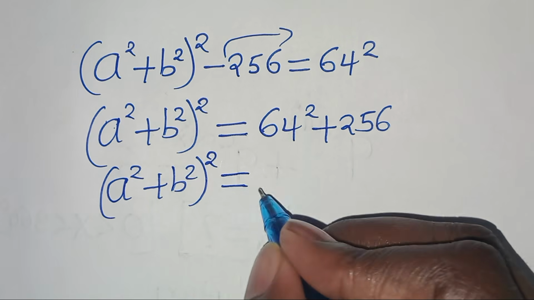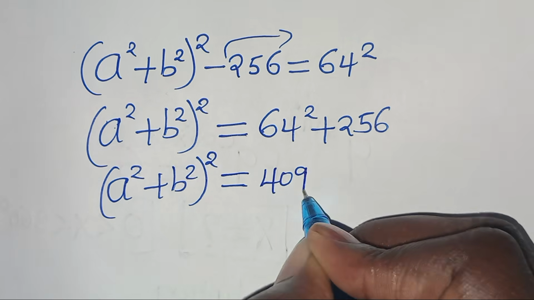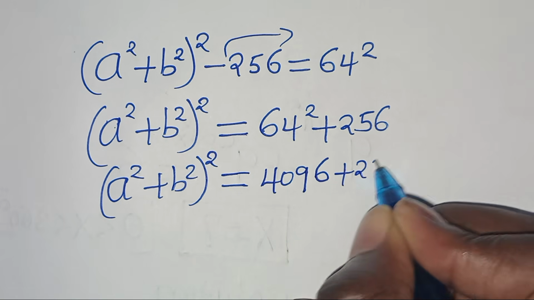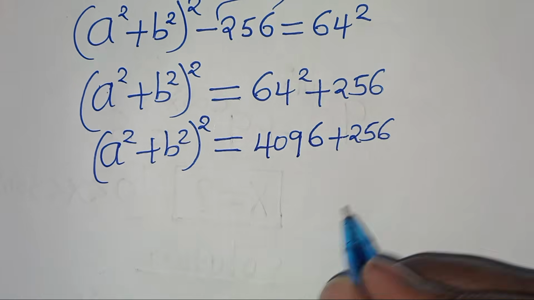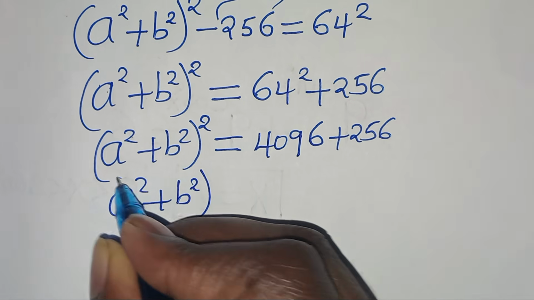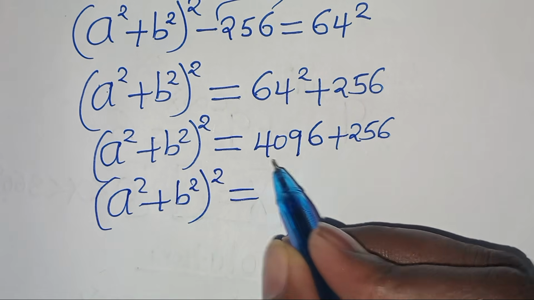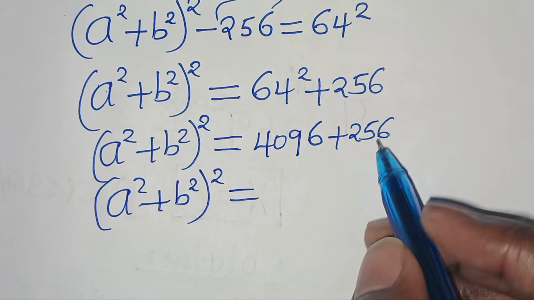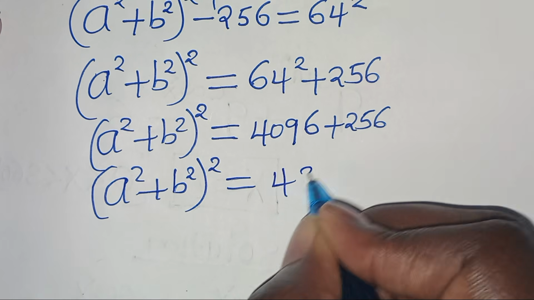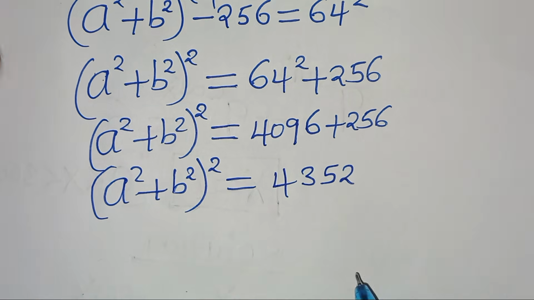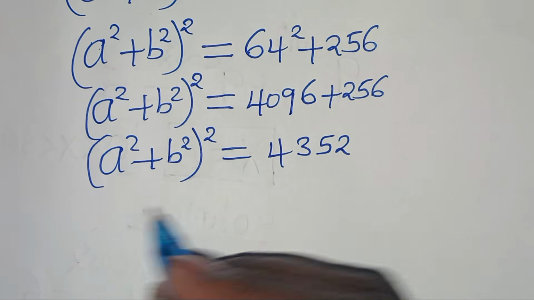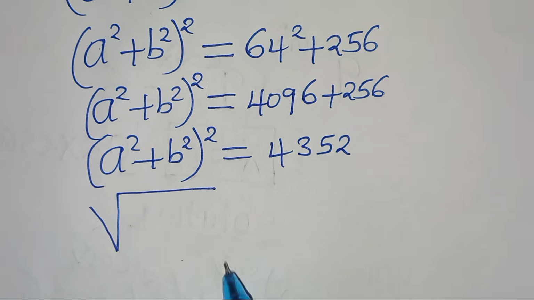This is 4096 plus 256. So a squared plus b squared raised to the power of 2 is equal to 4096 plus 256, which is equal to 4352.